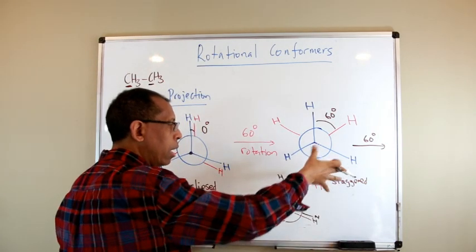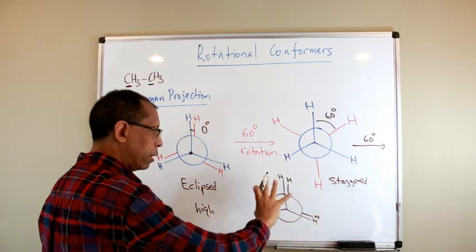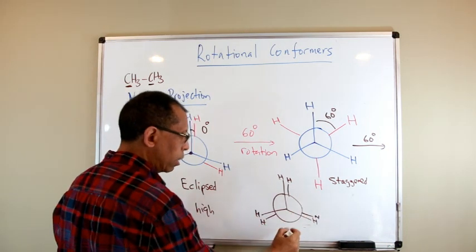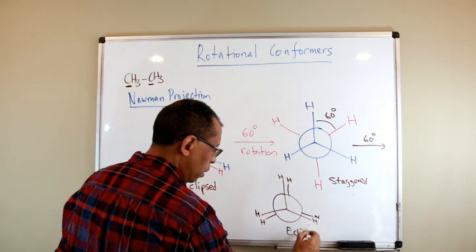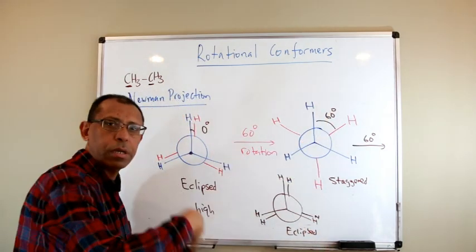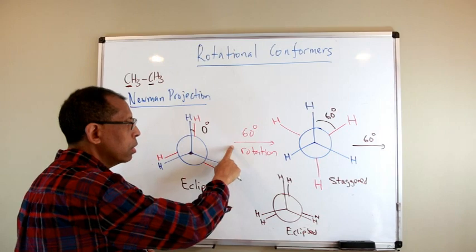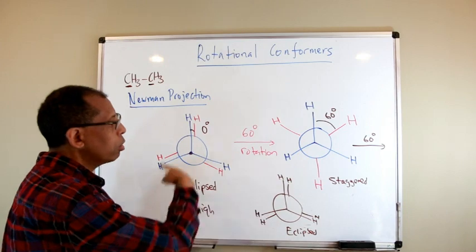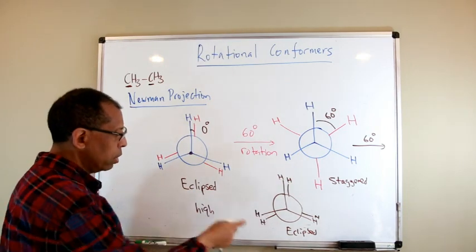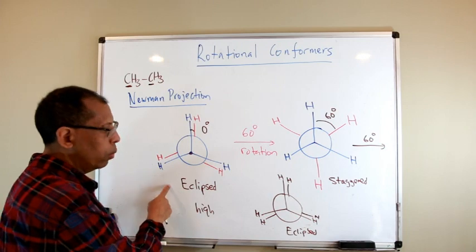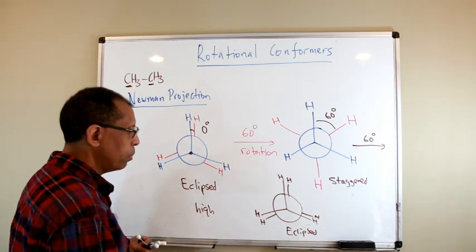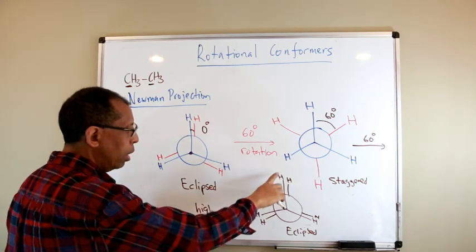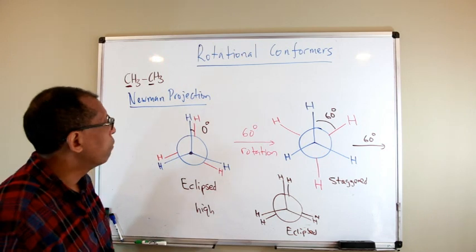Now if you rotate again, keeping the front fixed and just rotating the red ones, you would end up at another eclipsed form. So the rotation continues through 360 degrees, 60 degrees, another 60 degrees, 120 degrees. Energy-wise, this is the same as this one. When you look at this, the same hydrogens are eclipsed, with the same torsional and the same steric factors.